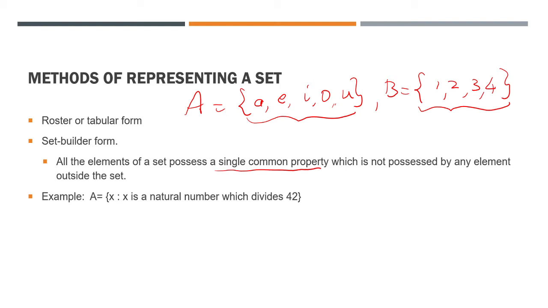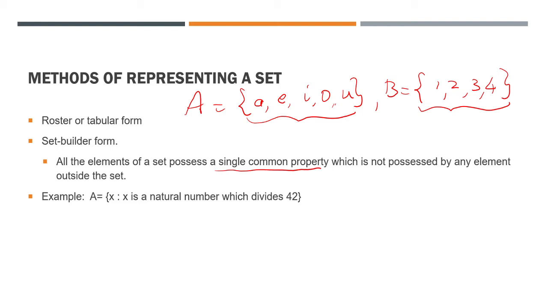That we have to identify and we can write. That form is called set builder form. Here all the elements of a set possess a single common property which is not possessed by any element outside the set. Now here is an example.